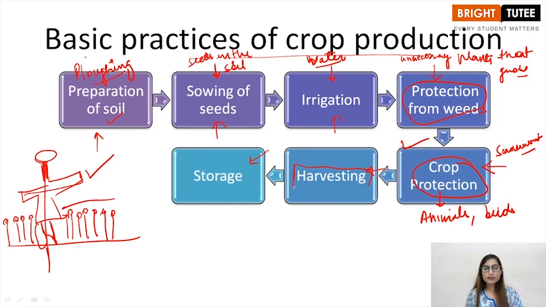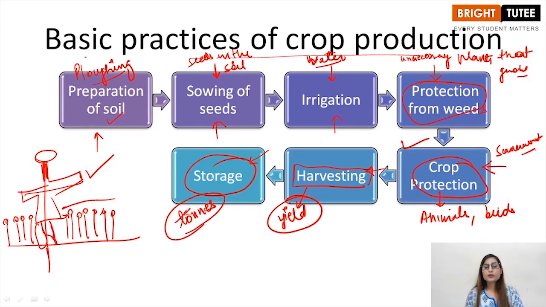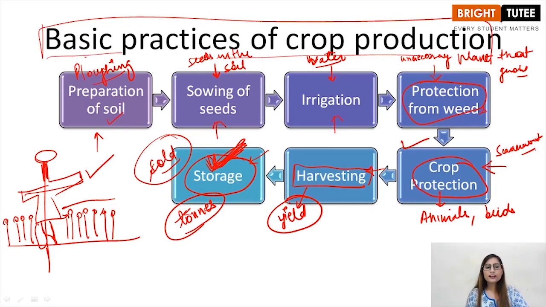Third is harvesting. Harvesting is basically taking out the yield that has been produced, right? Obtaining the yield from the fields. Last is storage. Obviously, thousands of tons of crops are produced, so you cannot just use them on the spot. You have to store them before they are sold. So for this, storage is required, right? So these are the basic practices of crop production that have been adopted by farmers over a period of time.